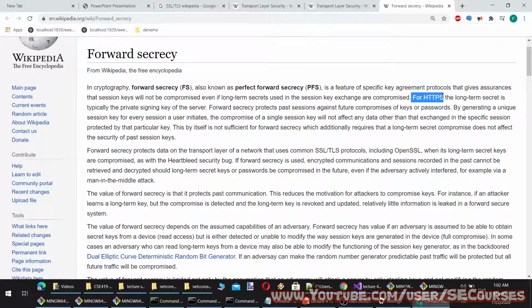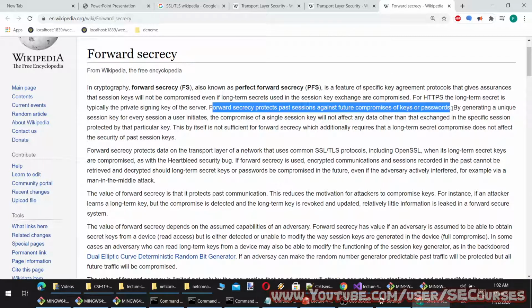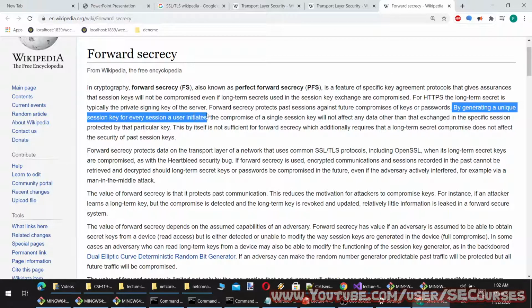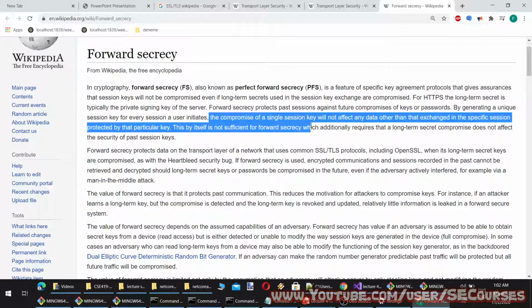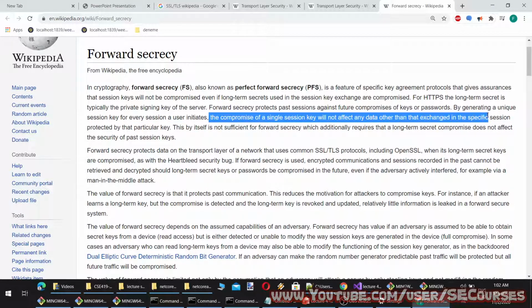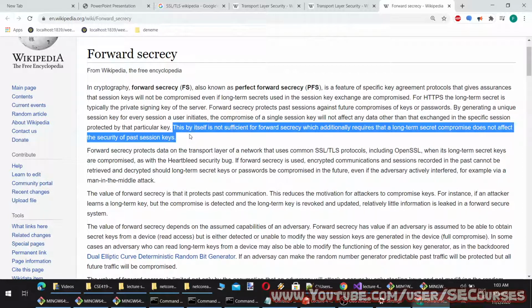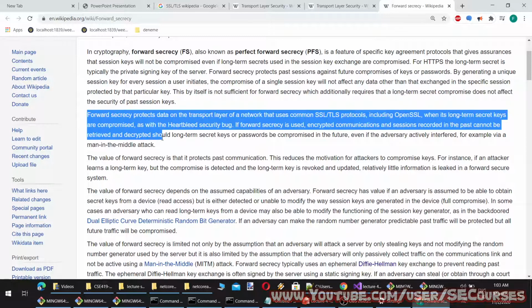For HTTPS, the long-term secret is typically the private signing key of the server. Forward secrecy protects past sessions against future compromises of keys or passwords. By generating a unique session key for every session a user initiates, the compromise of a single session key will not affect any data other than that exchanged in the specific session protected by that particular key. This by itself is not sufficient for forward secrecy, which additionally requires that a long-term secret compromise does not affect the security of past session keys.